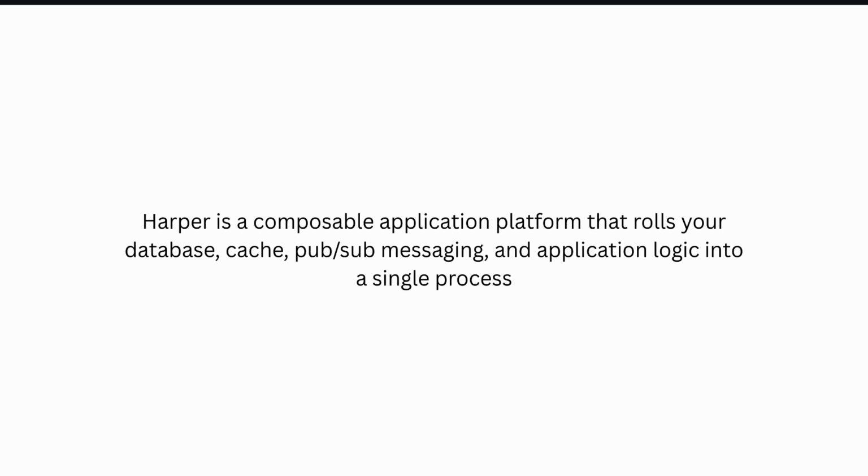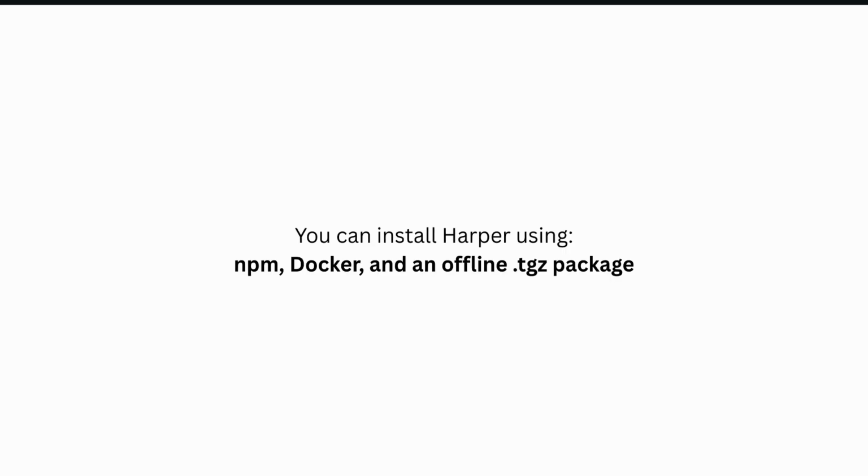Harper is a composable application platform that rolls your database, cache, PubSub messaging, and application logic into a single process, eliminating the network hops and serialization overhead that slow traditional microservice stacks. Harper can be installed using npm, Docker, and an offline package. Let's see how to install Harper.